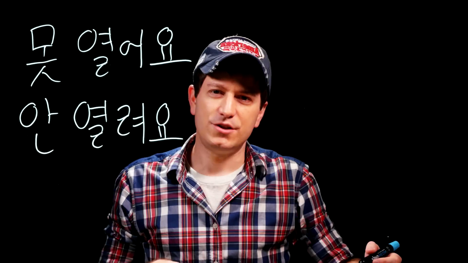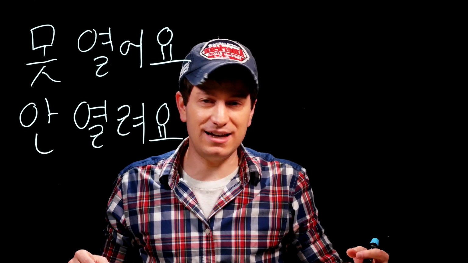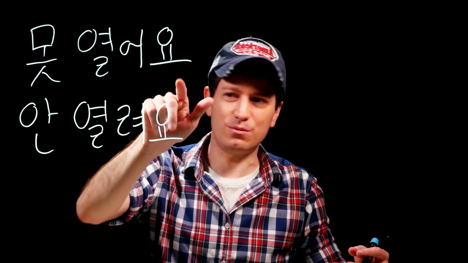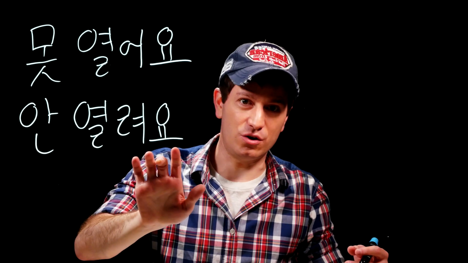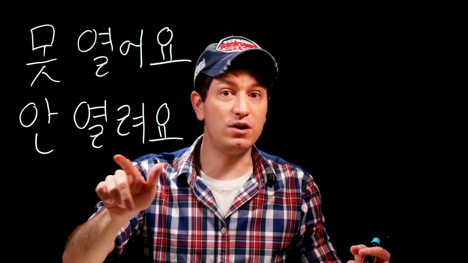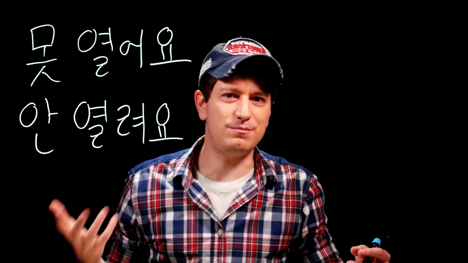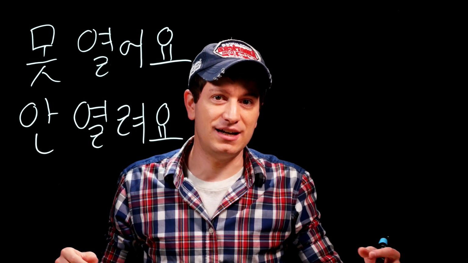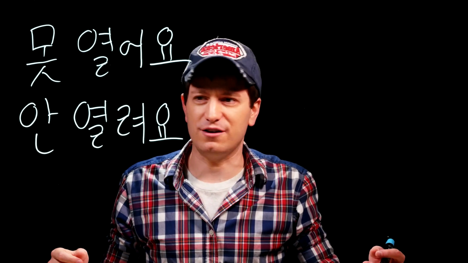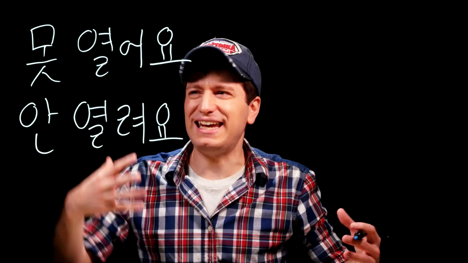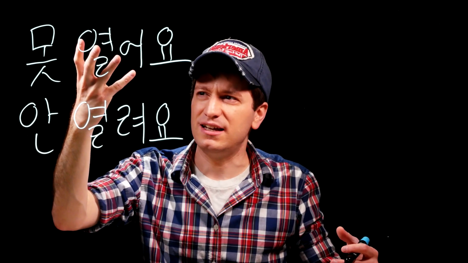Say your friend asks you to open the door, but it's locked. You have two options you could say to express that you can't open it. You could say 못 열어요 or 안 열려요, using the passive verb 열리다, to be opened. The first one, 못 열어요, simply means I cannot open it. Maybe my arms aren't strong enough. Maybe I'm really tired. Whatever the reason, you're not implying any sort of reason specifically unless you add it to the sentence.